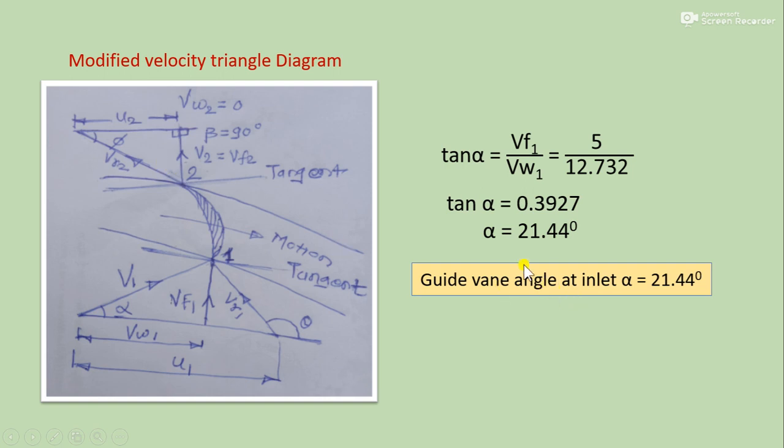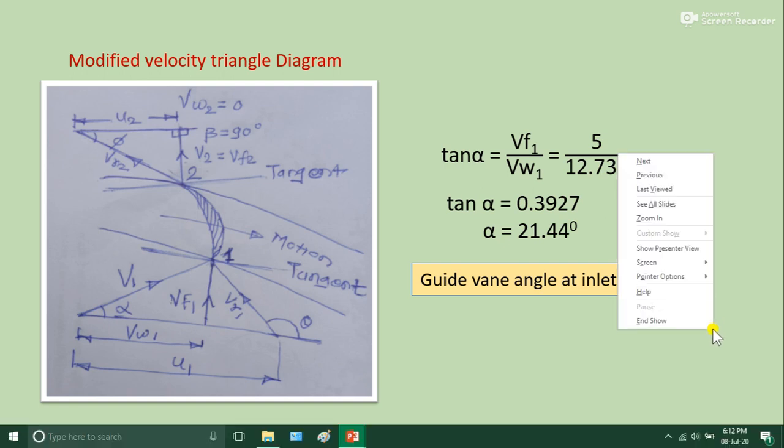Now the last is the angle made by the velocity at inlet, that is alpha. For that we need this modified velocity triangle diagram. So at the inlet, for alpha, the tan ratio is Vf1 upon Vw1. Putting in the values of both and doing the calculation, alpha is obtained, which is the guide vane angle at inlet. So in this way you can solve different problems.